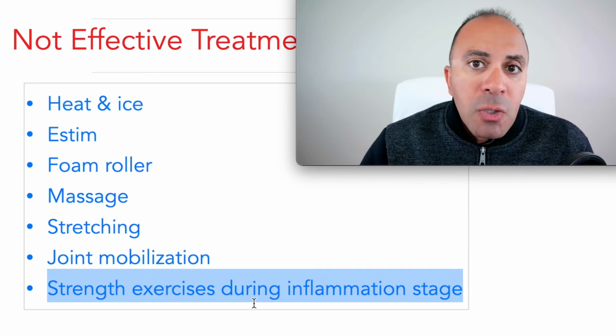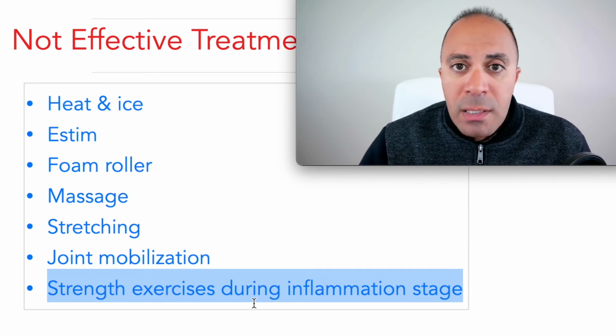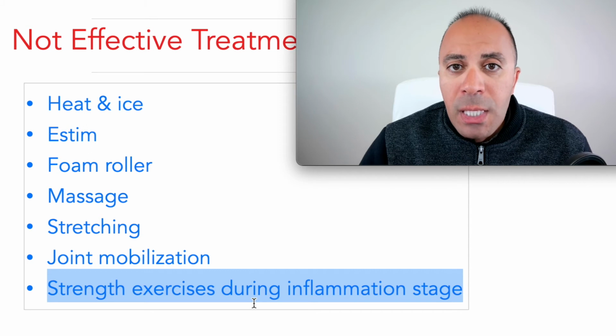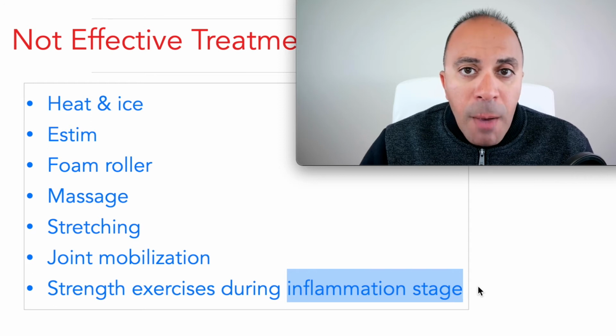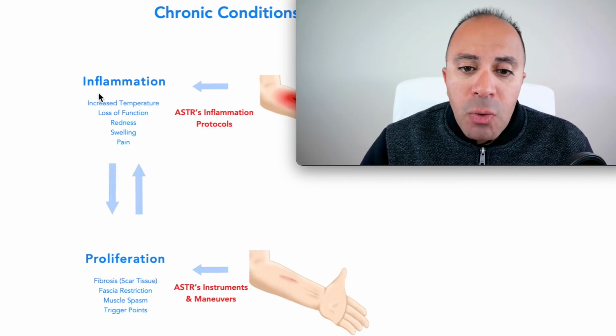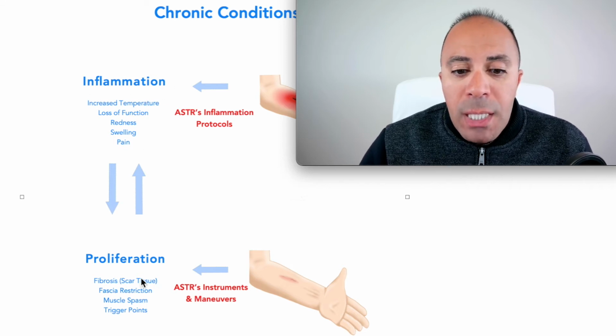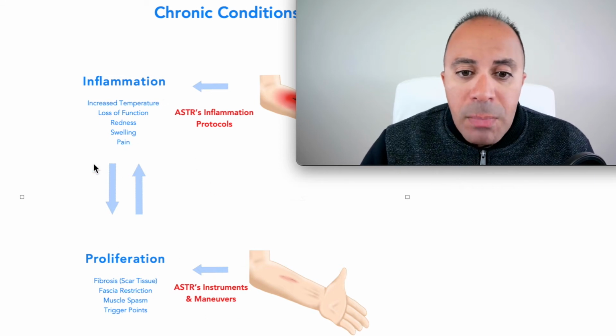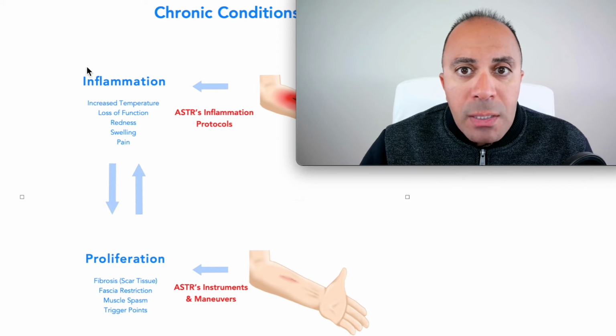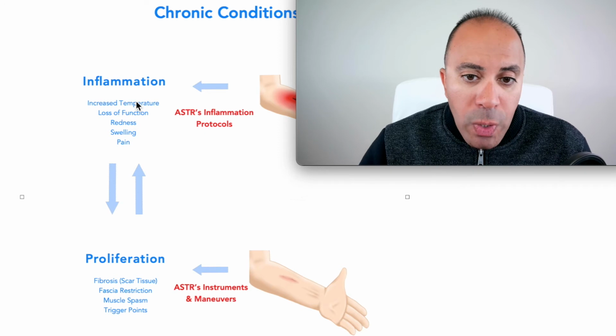Lastly, what's commonly used is strengthening exercises. We want to do strengthening exercises, but if you do them in the wrong stage while you have inflammation, you're going to inflame it more. But when we look at the normal healing cycle, strengthening exercise is not going to decrease the inflammation. It's not going to break down the scar tissue, fascial restriction, or muscle spasm. Actually, if you do strengthening exercises while you have severe inflammation, it's going to inflame it more.